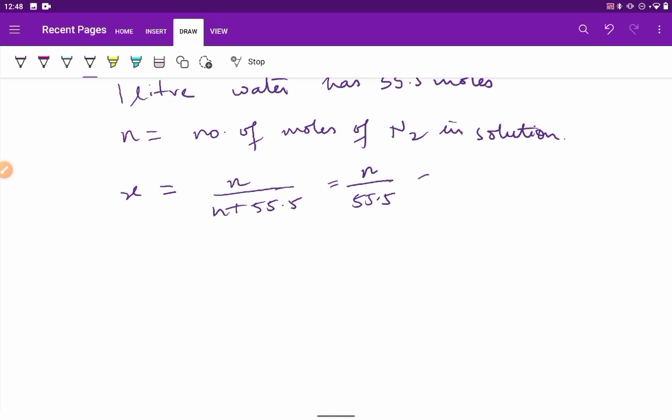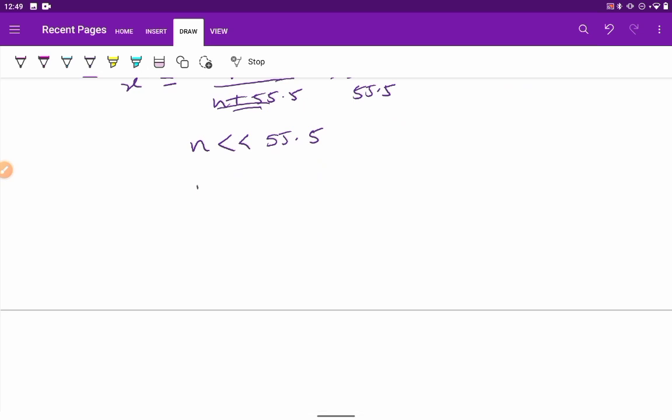And this value will be equal to what we got just now, 1.29 into 10 to the power minus 5. Here we are taking it as 55.5 because N is very much less than 55.5, so N in the denominator is neglected. On calculation, we find that N is equal to 7.16 into 10 to the power minus 4 moles.